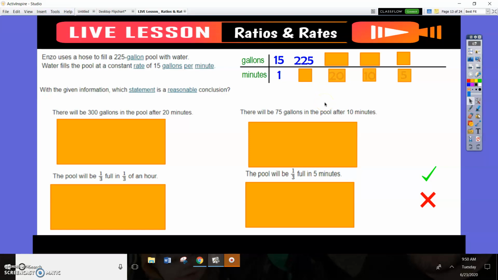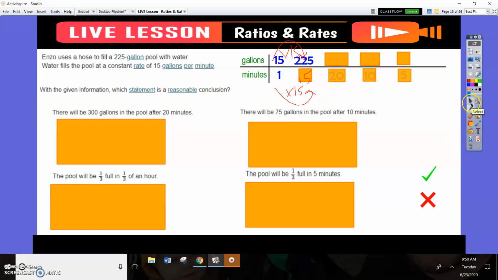So if I multiply 15, I believe it's by 15, I would get 225. Let me just check my work really quickly. Yes. Okay. So we are going to see this relationship. 15 times 15 will give me 225. So 1 times 15 will give me 15. Okay, so I'm going to keep using my ratio table, and I'm going to try to figure out, with the given information, which statement is a reasonable conclusion.